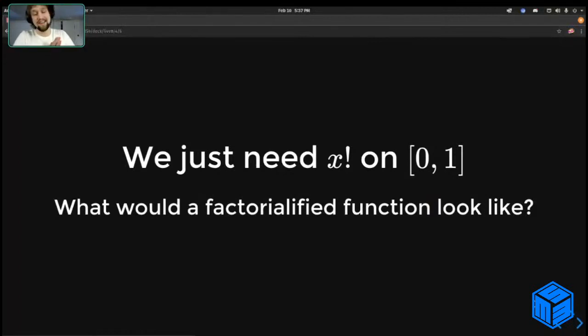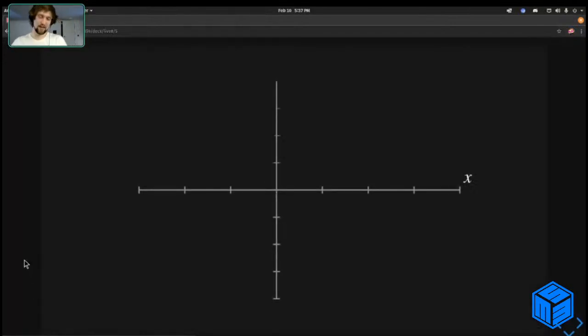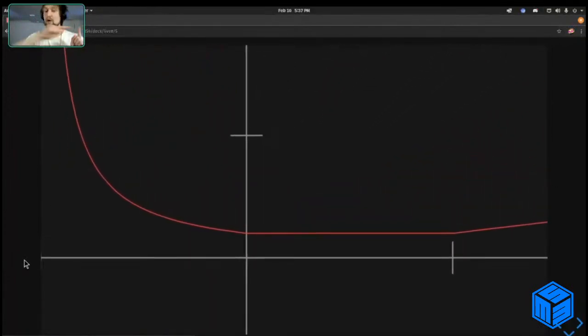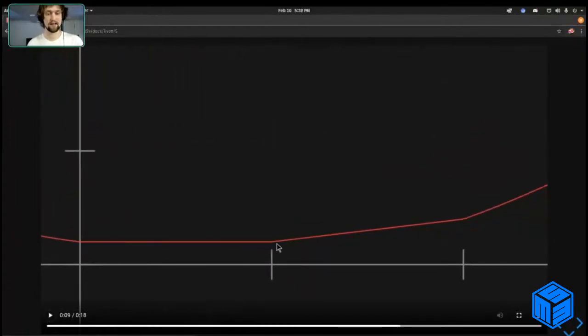Now, what would a factorialified function look like? If we did this with any old function, I could think of a bunch of functions that could possibly fit this factorial definition if I just need it to work on 0, 1. And so here, that original video that I showed you is a factorialified function. It's the function defined on 0, 1 to be 1. It's the constant function here. And you can see it doesn't change upon 0, 1.